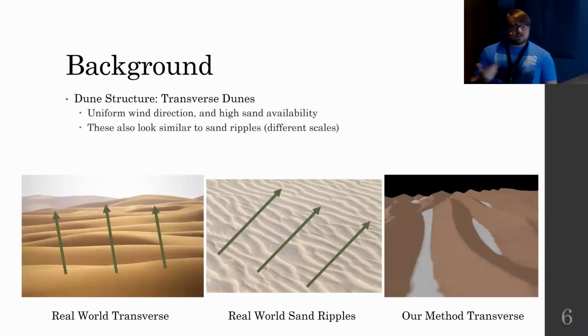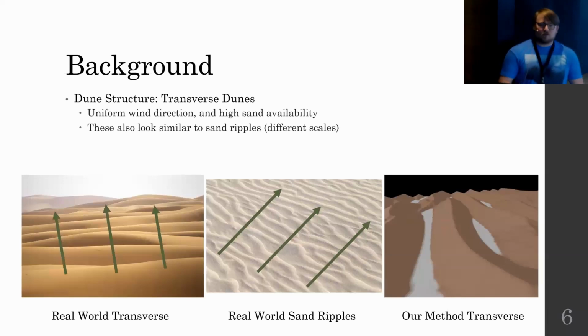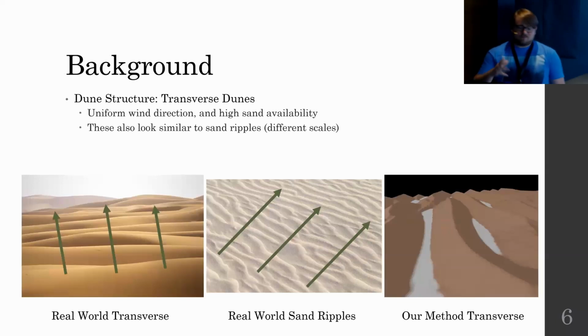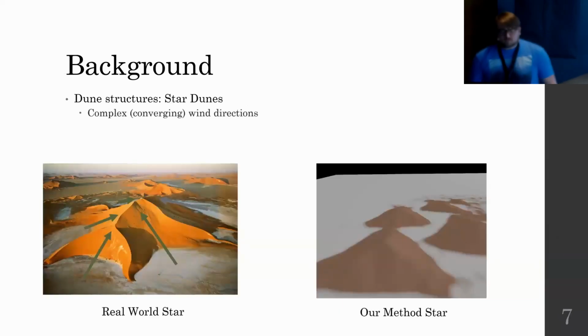Transverse dunes are probably the ones that come to mind when I say, hey, picture sand dunes. These are long kind of parallel waveforms that form inside of a desert environment. But if you've been to the beach and you see those sand ripples, it's the exact same kind of dune playing out on a very much smaller scale. And so here's also a visualization of our method.